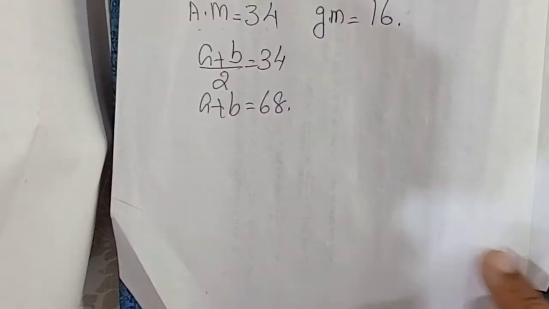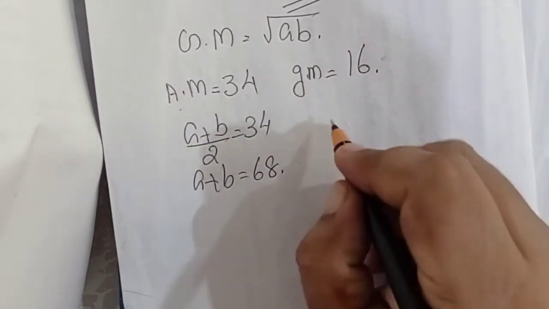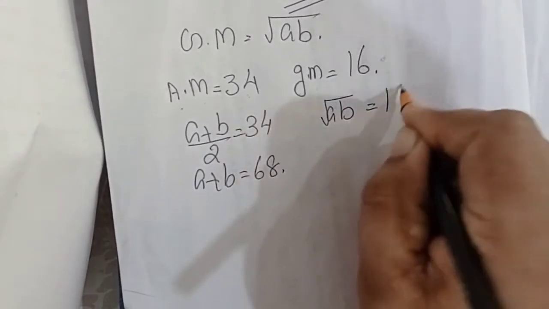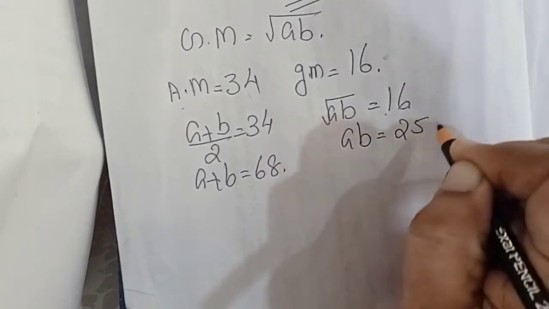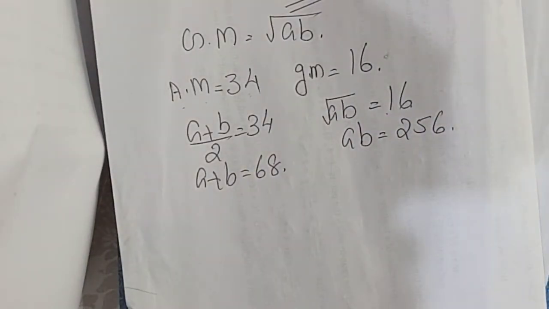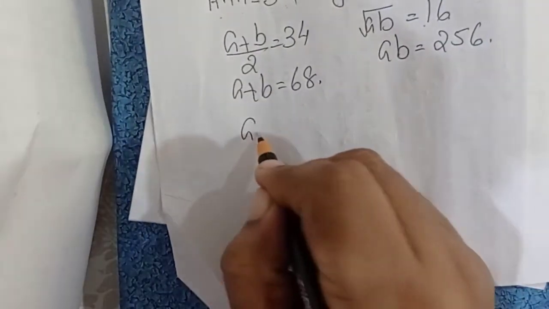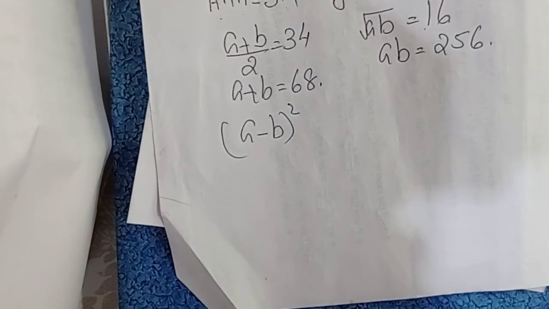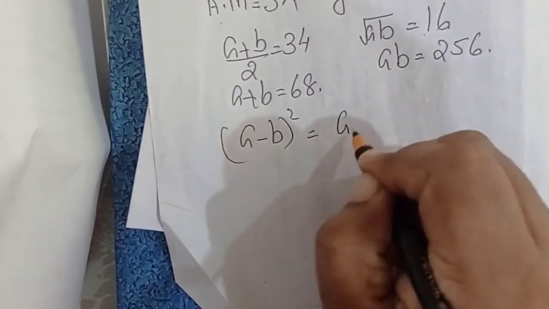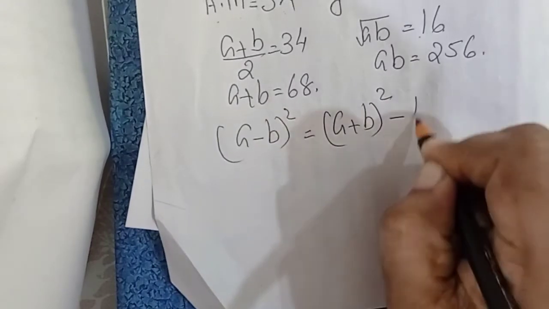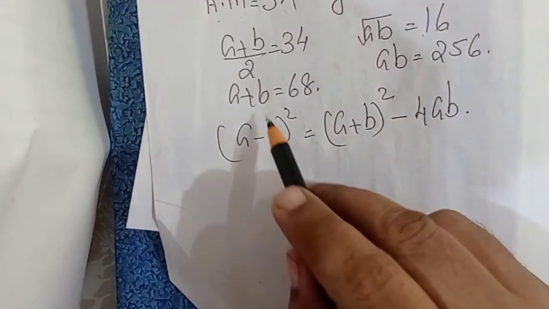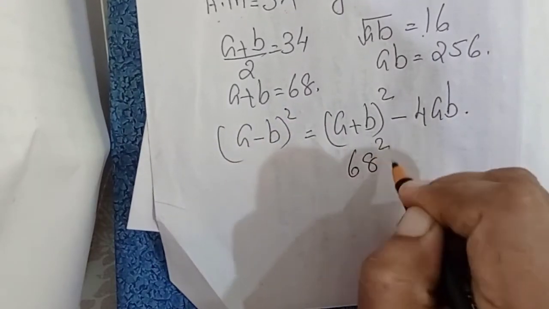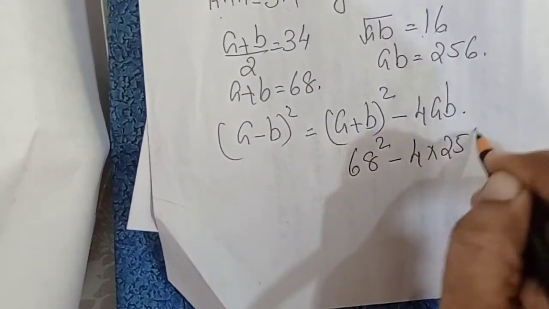Keep it there. Then take the next part. Geometric mean between the numbers means root AB equal to 16. Squaring, you will get AB equal to 16 squared, which is 256. Now, can you say what is the answer? (A - B) whole squared is (A + B) whole squared minus 4AB. All of you understand? Then, what is A + B? 68 squared minus 4 into 256.